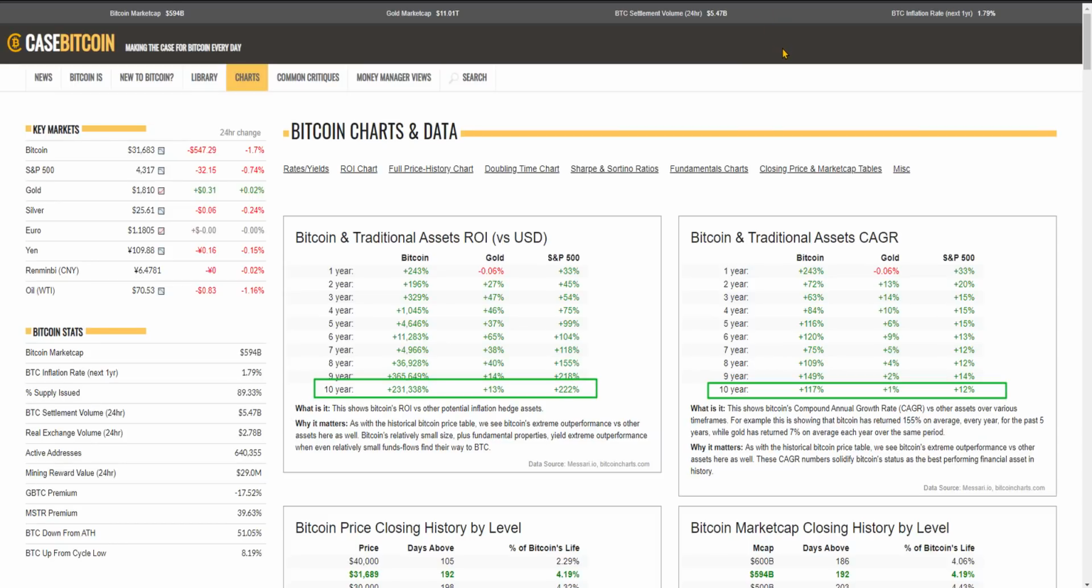Each day, I just go over this quickly. This is casebitcoin.com/charts, this particular thing. What we're doing here is to see the relative returns of different assets. For example, S&P 500 or different investments. S&P 500, gold, Bitcoin, Bitcoin is a proxy for crypto.